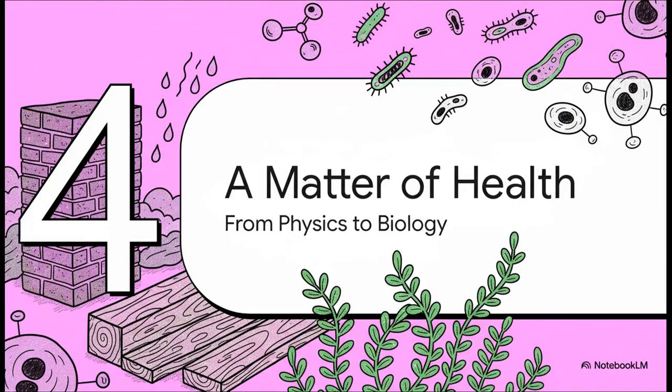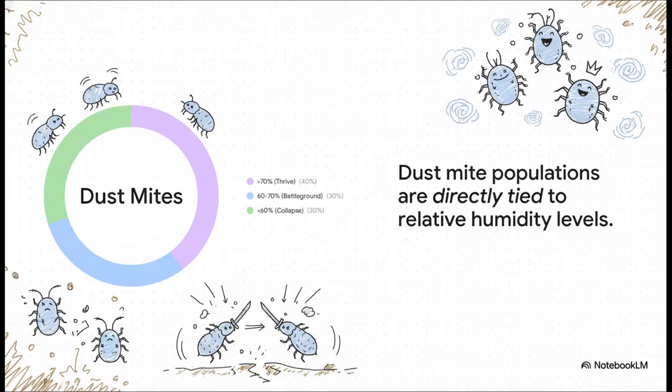This is where we make the jump from the physics of building materials to the biology of an indoor environment. And it's here that the health implications become really clear. For example, let's consider dust mites, which are a primary trigger for asthma. Their ability to survive is directly tied to relative humidity. When humidity is over 70%, their populations thrive. But if you can get it below 60%, their populations collapse. That zone right in between is the critical battleground.